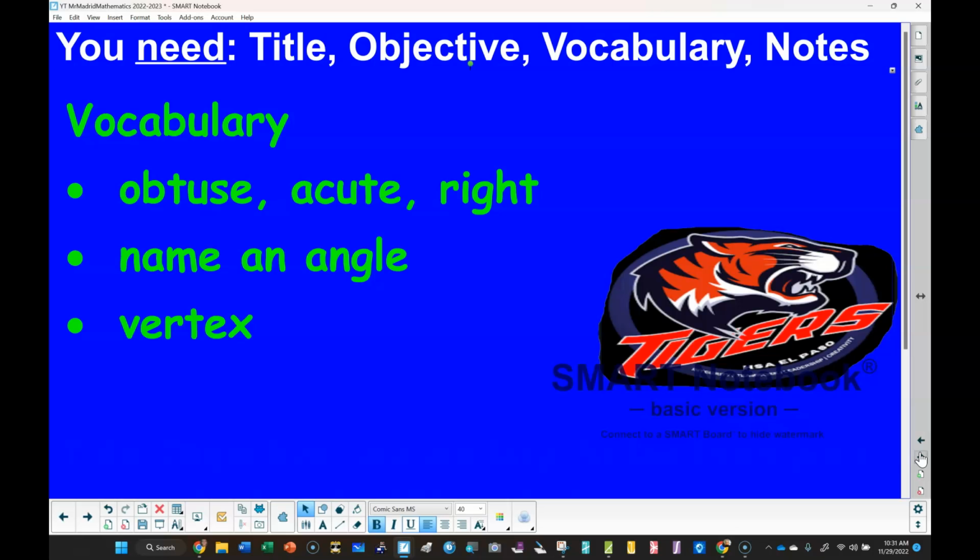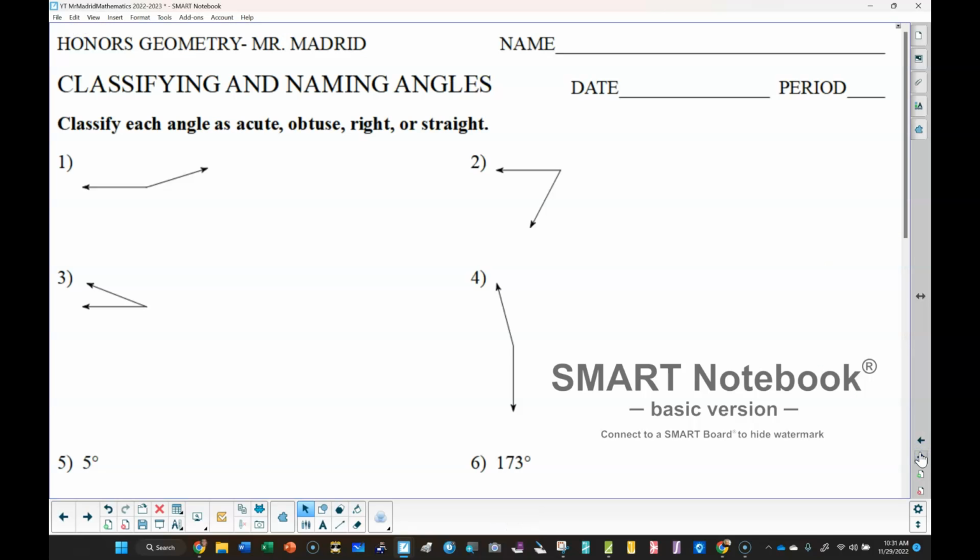Okay, right here, what you want to do is pause the video and look up these words for your notebook: obtuse, acute, right. You want to look up name and angle, what that means, and then vertex. All of that can be found on Google. After you're done with that, let's go ahead and look at the exercises.